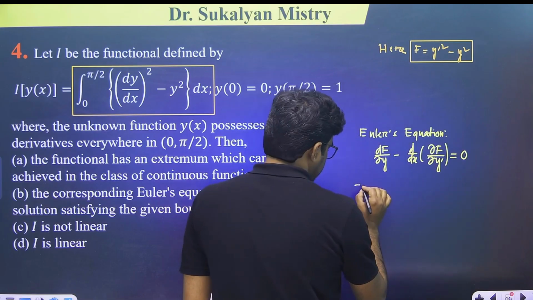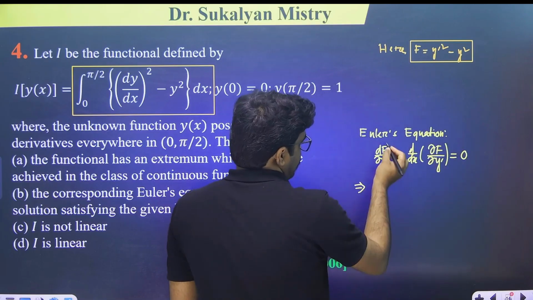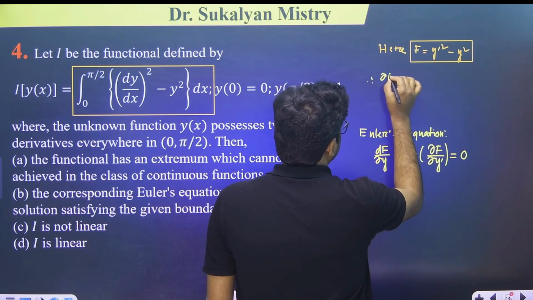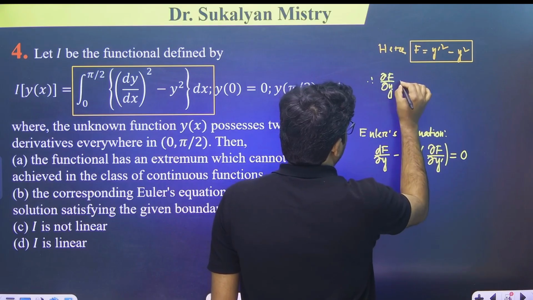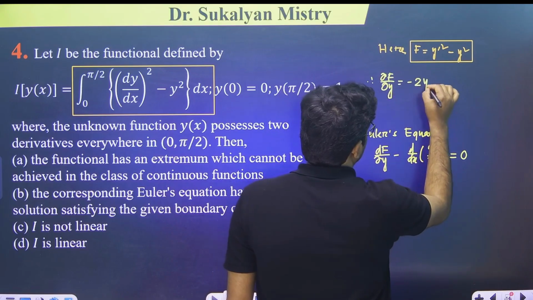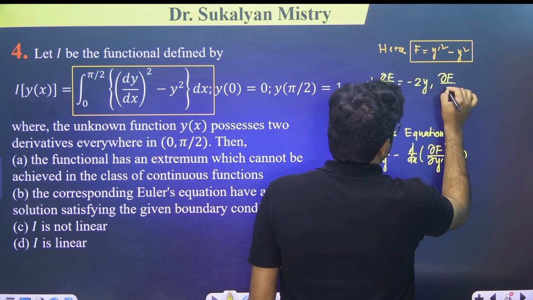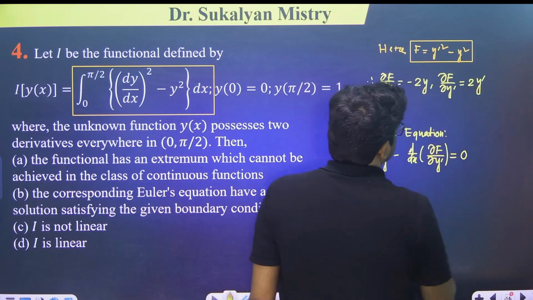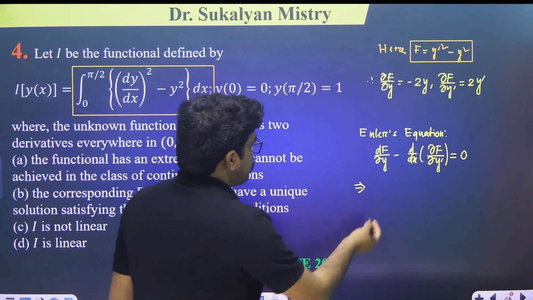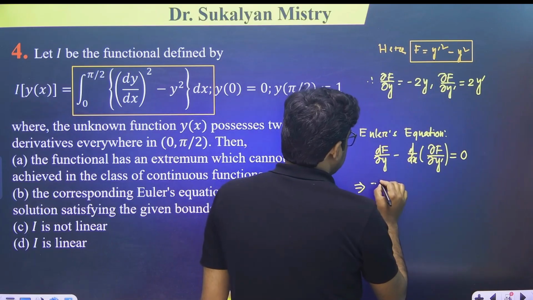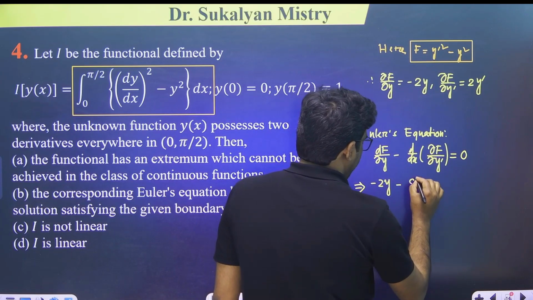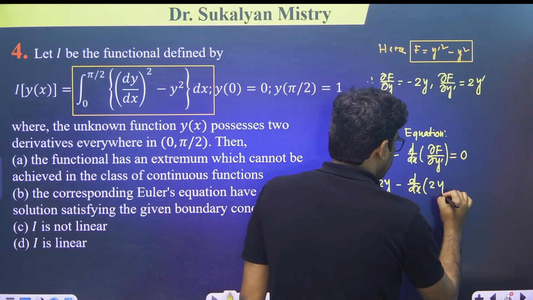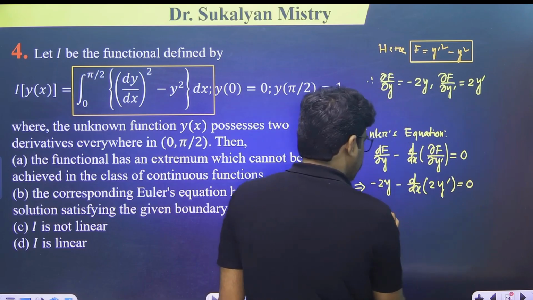Okay, so this implies that ∂f/∂y is minus 2y, and ∂f/∂y' is 2y'. So minus 2y minus d/dx of ∂f/∂y', that is 2y', is equal to 0.